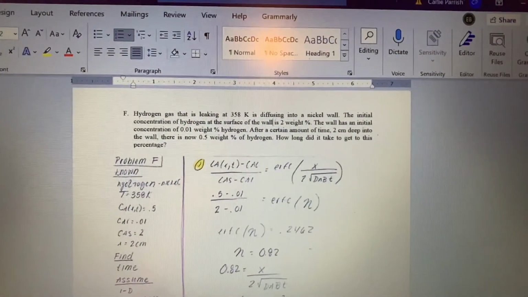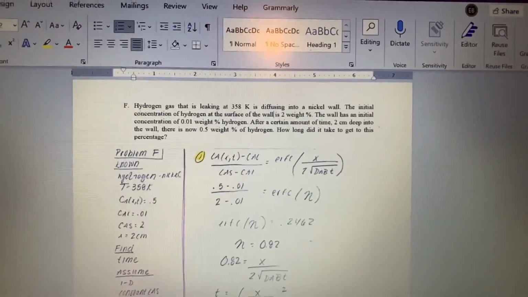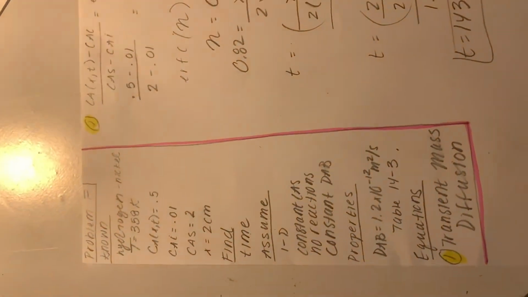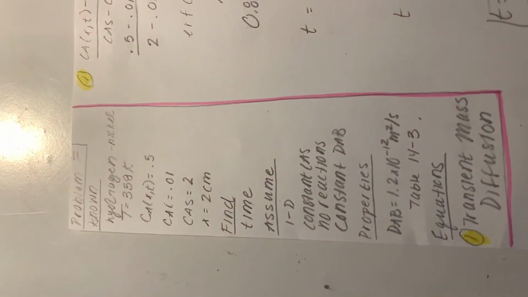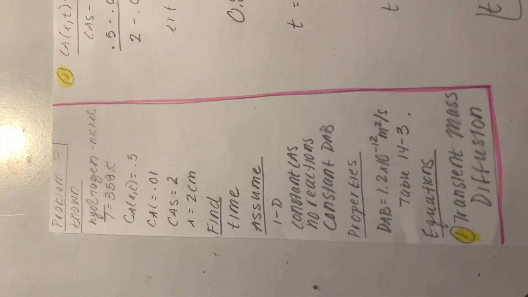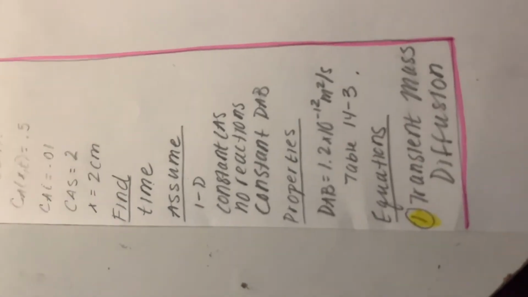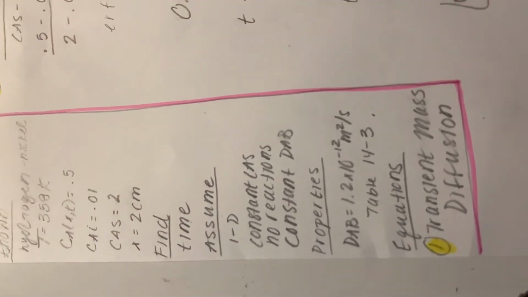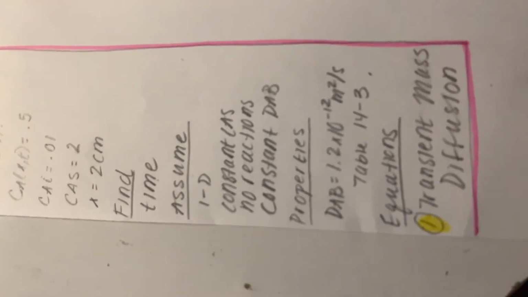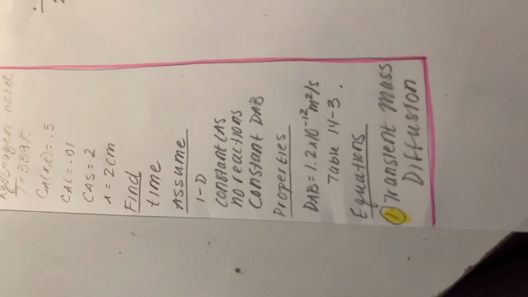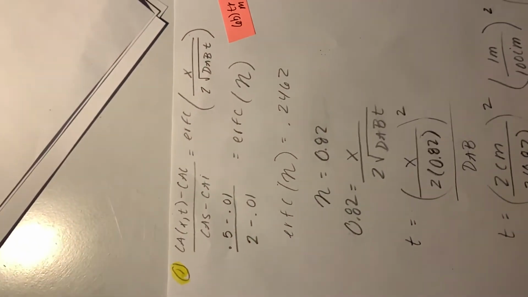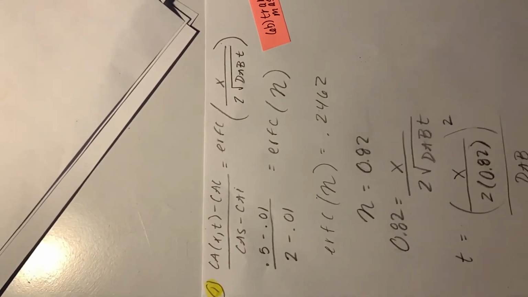Finally, problem F is about hydrogen gas going into a wall. You are going to assume that it's 1D, there's a constant CAS, no reactions, and constant diffusivity. You'll find that diffusivity for hydrogen and nickel, which is what I chose for the wall. And then you'll do this transient mass transfer.